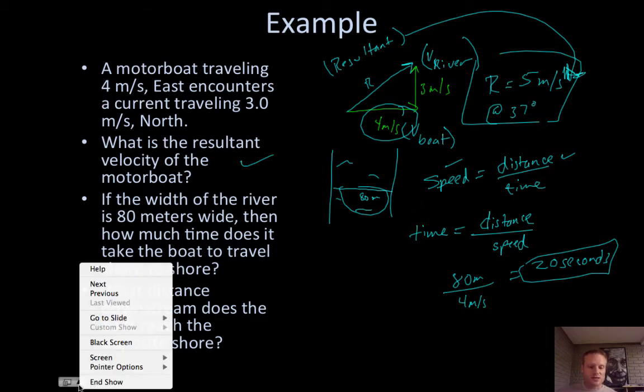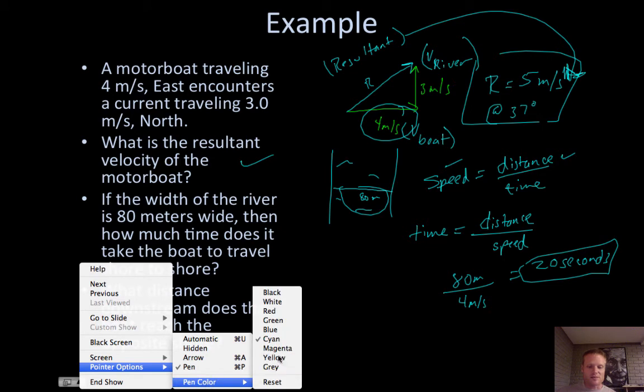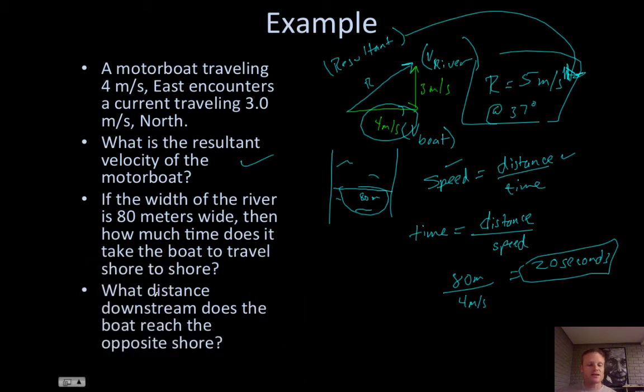Now, let me change pen colors here so that maybe this becomes a little bit more clear. The third question is, what distance downstream does the boat reach on the opposite side of the shore? As this boat travels across this river, it's not going to be able to go in a straight line. Instead, it's going to go something like this. The yellow dots are the path. The question is, what is this distance right here? How far off was it as it moved?